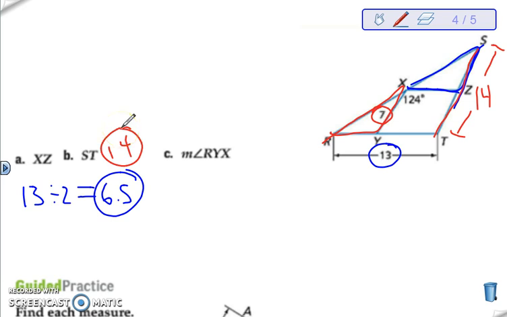And for the final one, we are looking for angle RYX. So again, this triangle is half the size of this one. So if we notice, we have another triangle right here that completely matches. It is congruent. So whatever angle I have here has to be congruent to the obtuse angle over here. So those are both going to be 124 degrees.